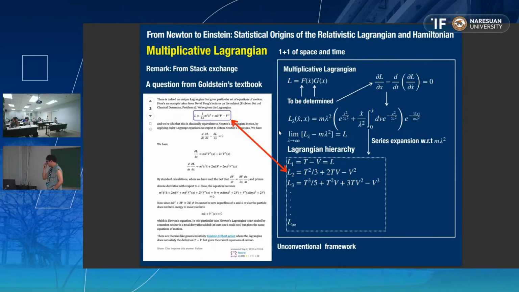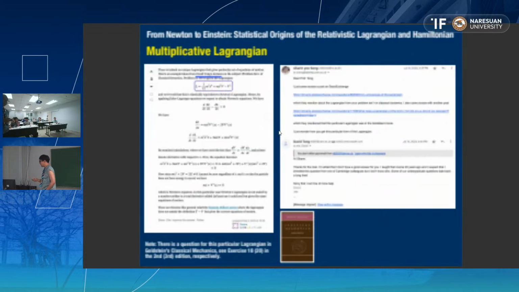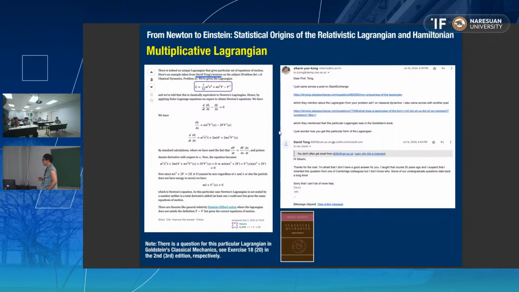So I also wonder about how to get this Lagrangian, because I'm also looking at Goldstein's book here, and unfortunately I could not email him. I cannot send email to Goldstein. I sent an email to David Tong to ask him how to construct this Lagrangian, and he's very nice and answered my email. He mentioned that he got it from a colleague a long time ago, something like that. Anyway, that's the side story.